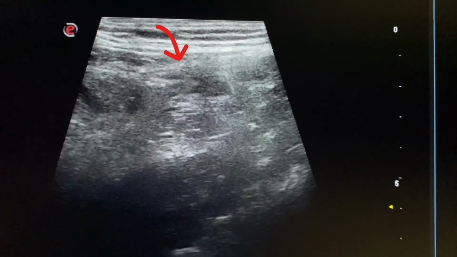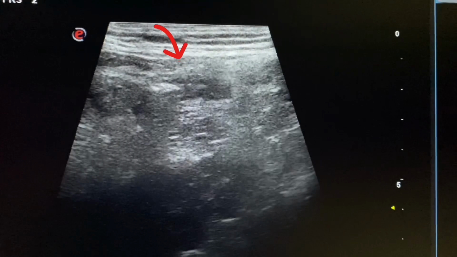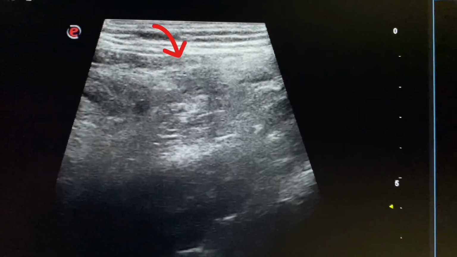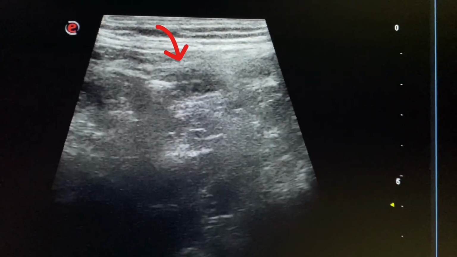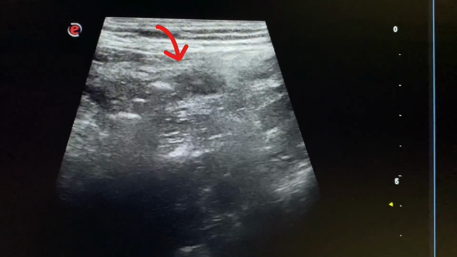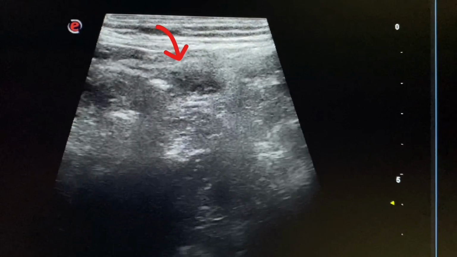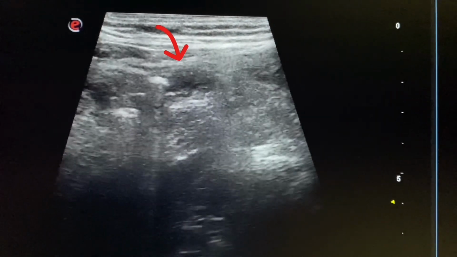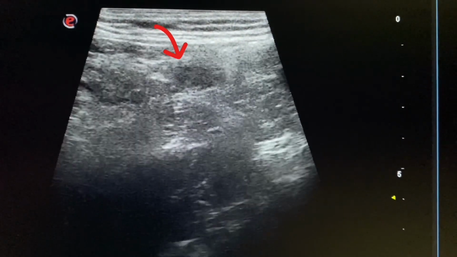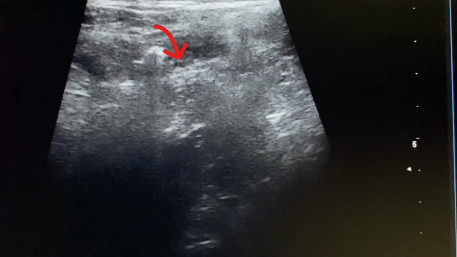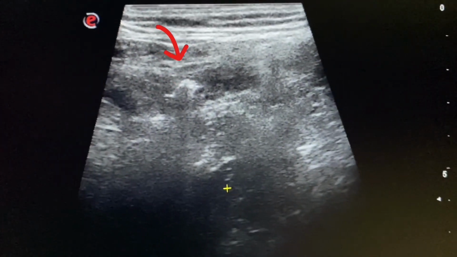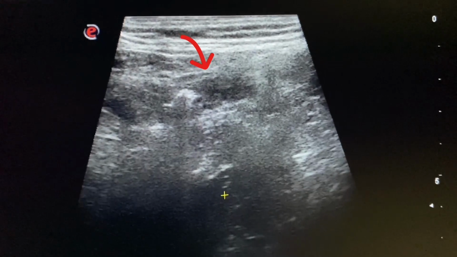Now it becomes a lumen when rotating the probe on its axis. The patient is feeling pain on compressing at this point. Here we see an echogenic part in the appendix, which may be a food particle.